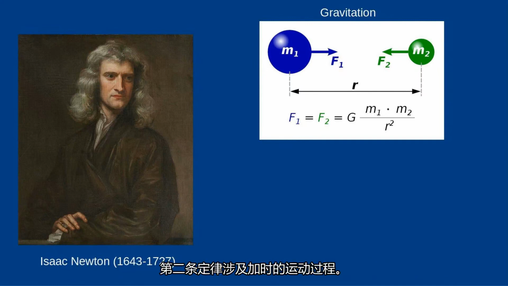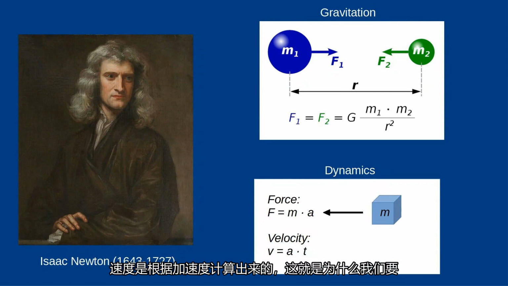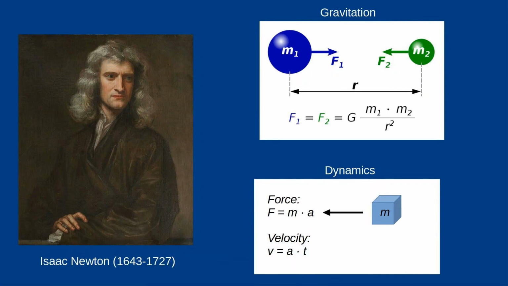A second law concerns the course of movements over time. The acceleration experienced by a body is proportional to the force acting on it. In short, force equals mass times acceleration. This force can also be of electromagnetic origin. The speed is calculated from the acceleration, which is why we speak of dynamics. This is also a universal law.